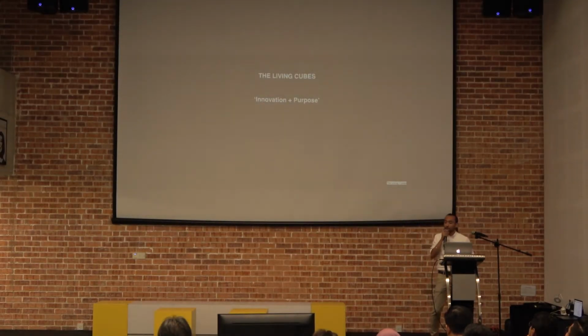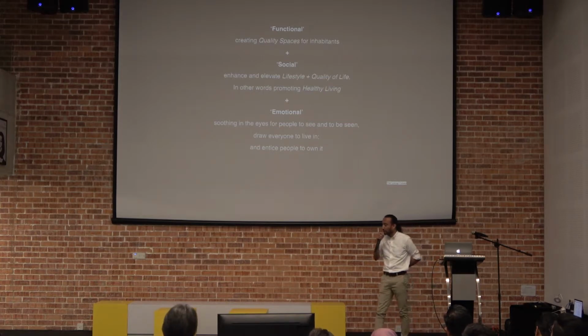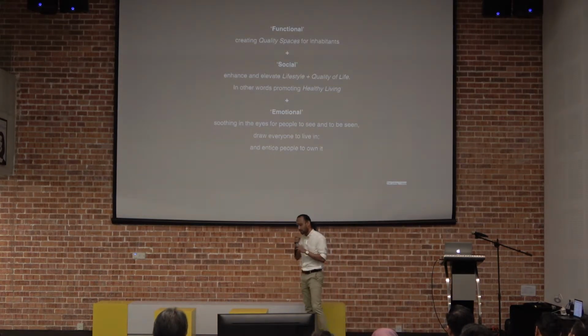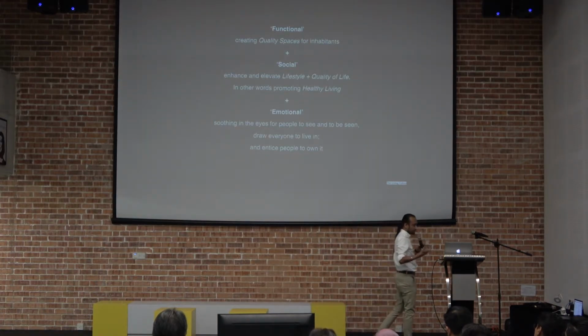So the whole idea of living cubes is all about creating these quality spaces for inhabitants. It might look very straightforward, but it's all about elevating the quality of life. Socially, we want to enhance that. We want to elevate the lifestyle, quality of life. In other words, to promote healthy living. And most importantly, living cubes is soothing to the eyes. It's nice for people to see, I think. And also to draw people to live in. And for Gamuda, or any developers here, entice people to own it. Thank you very much.